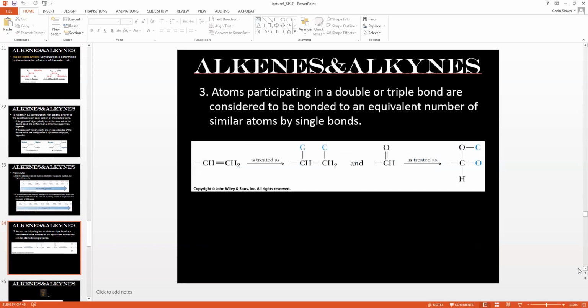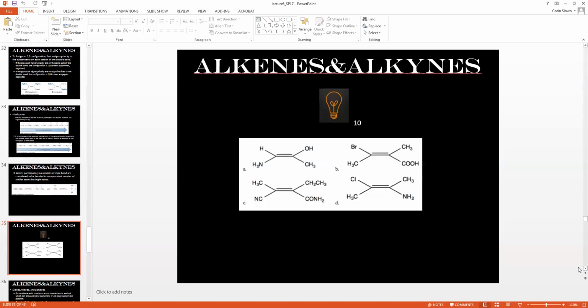If you have a double bond or a triple bond, you consider them to be bonded to an equivalent number of similar atoms by single bond. So for example, if I have a double bond, this is the same as saying I have a bond to C and a bond to C. Or if I have a double bond to oxygen, that's the same as saying a bond to C and a bond to O. So take a moment and assign E and Z to the following compounds.